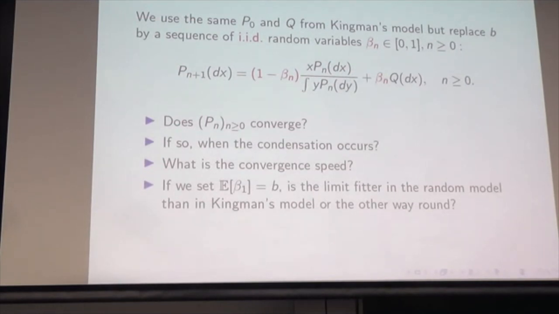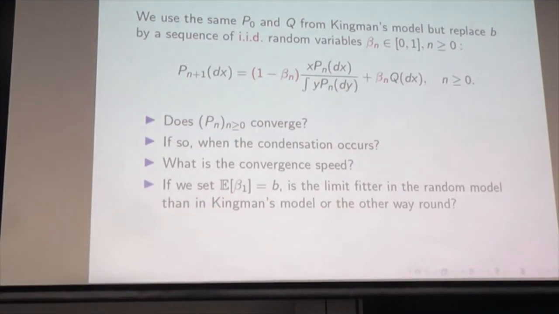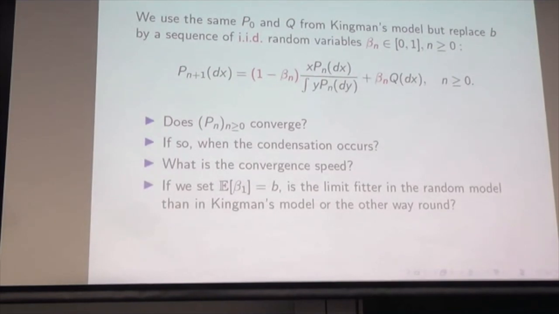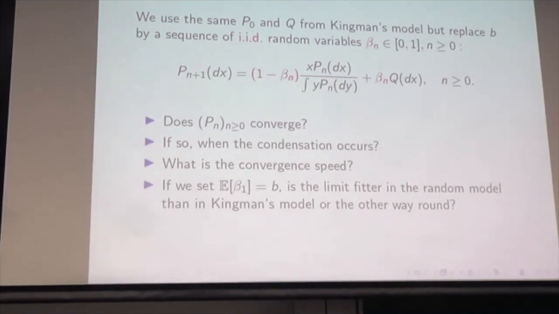So what I proved is that if we make the mutation variety random, the limit will be less fit, despite the fact that they have the same mean. So somehow you perturb the reproduction variety, sorry, the mutation variety a little bit. You add some noise to the mutation variety.